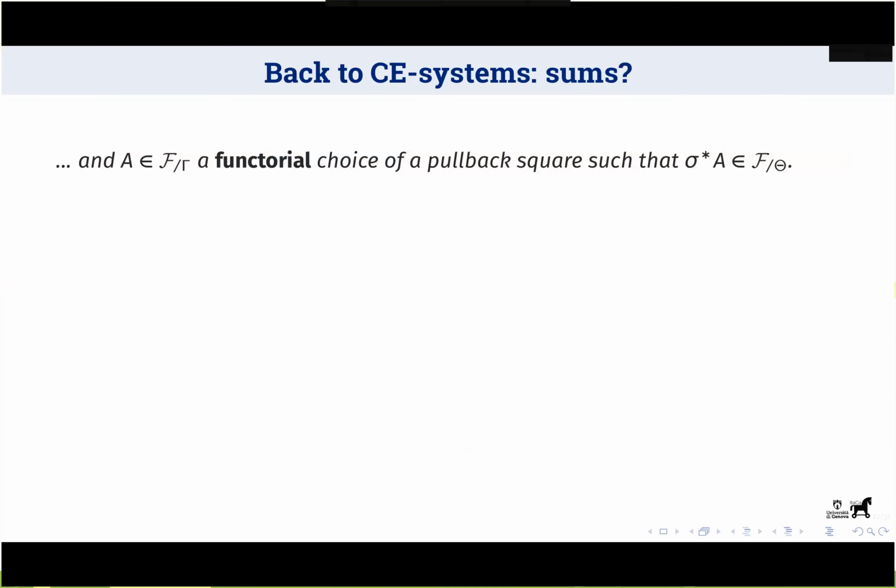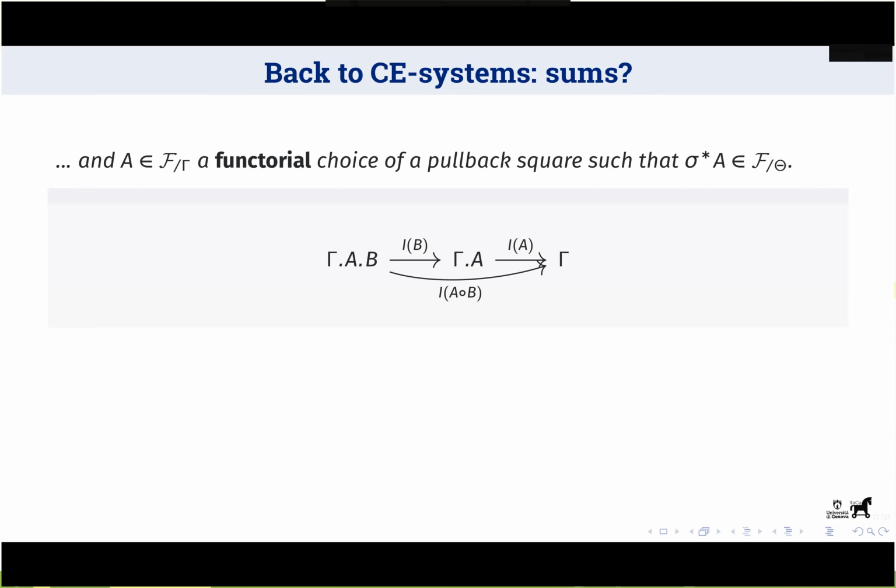So I spoke about C systems at the beginning, and one reason I wanted to do that is to show you how we can use these two equivalences for our purposes. If you remember, a C system is a sum of a lot of things, but in particular, we have a functorial choice of pullbacks performing context extension. So if the choice is functorial, it means that we have something like this, right?